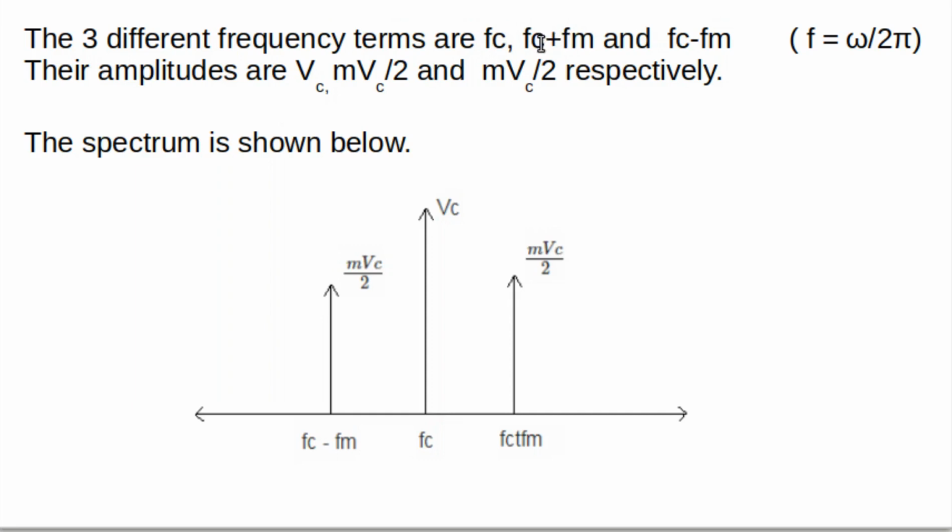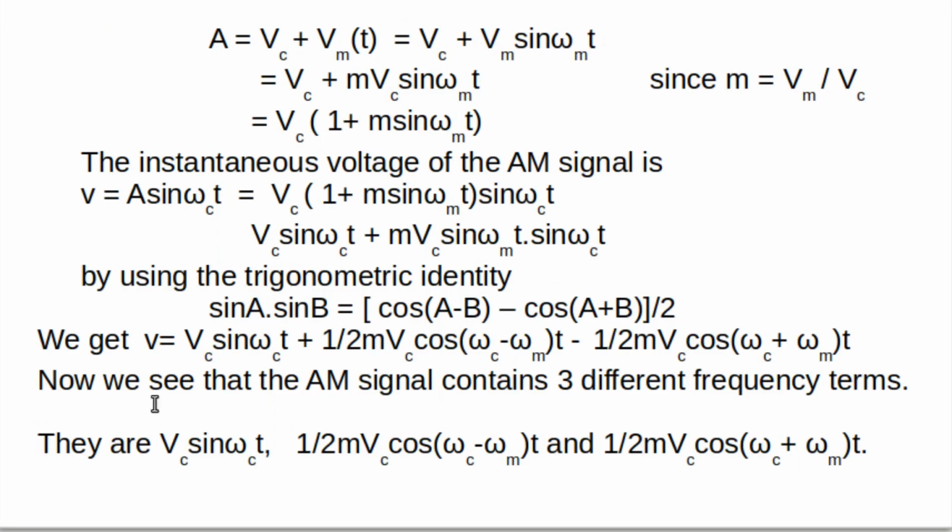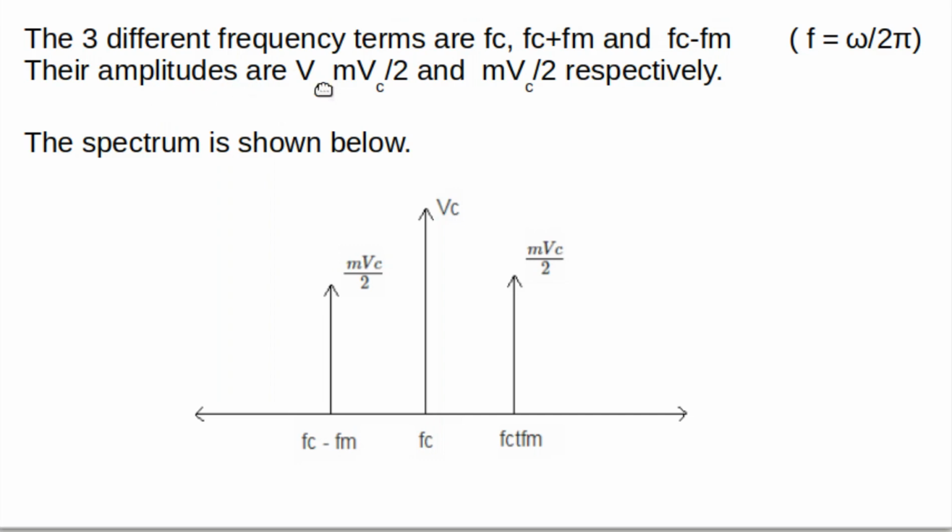The frequency difference between fc plus fm and fc is fm. Similarly, the frequency difference between the term fc minus fm and fc is again fm. Now the amplitudes of these three terms. The first term is the carrier frequency and its amplitude is Vc. The second term has the amplitude 1/2 mVc, and the amplitude of the third term is also the same, 1/2 mVc. Amplitudes are Vc, mVc/2, and again mVc/2.